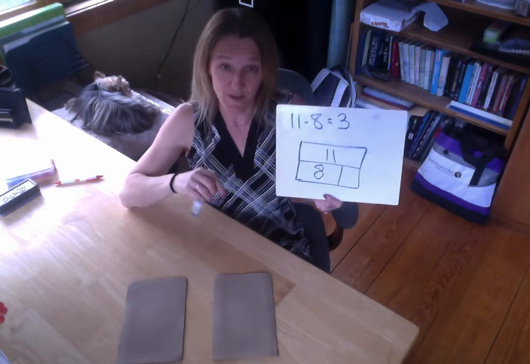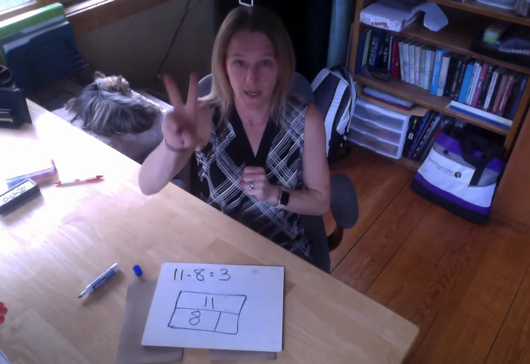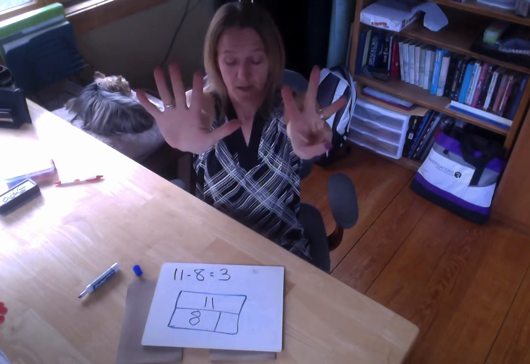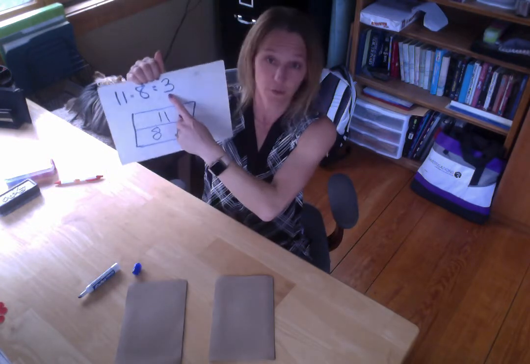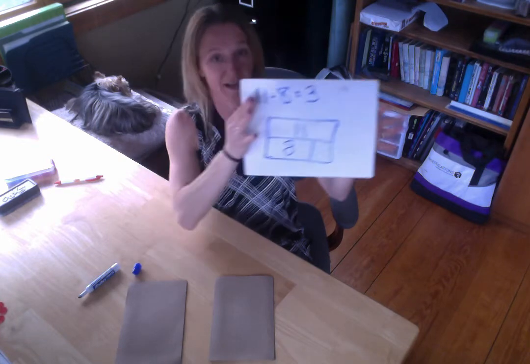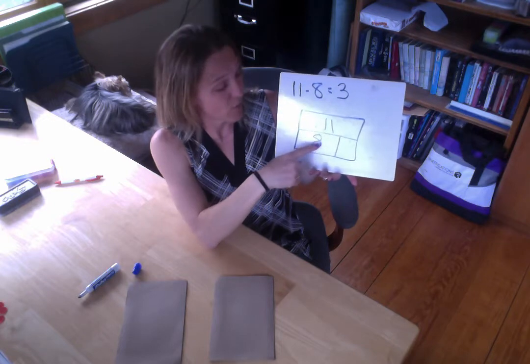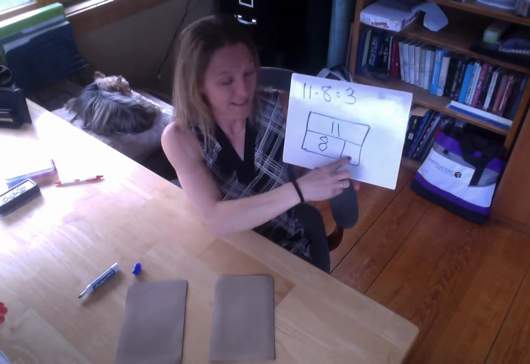You could do 11, count backwards 8. Let's see, it will work. 11, 10, 9, 8, 7, 6, 5, 4, 3. Okay, I counted back 8 numbers and I landed at 3. But there's a much faster way, and I hope somebody did it that way. I could start at 8 and count up to 11. 8, 9, 10, 11. That's that missing part.